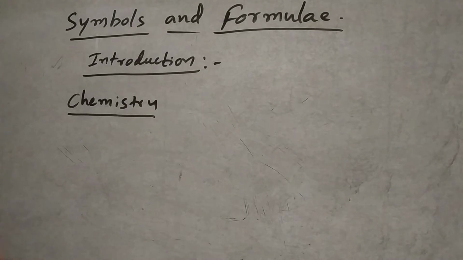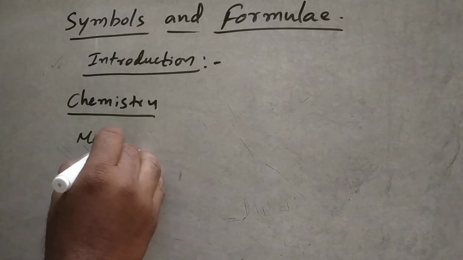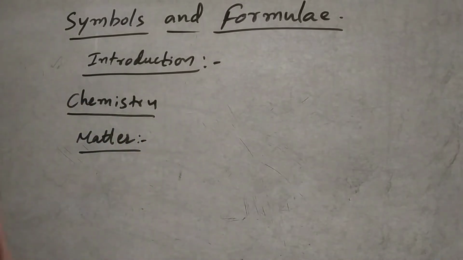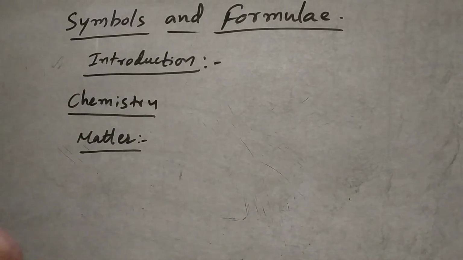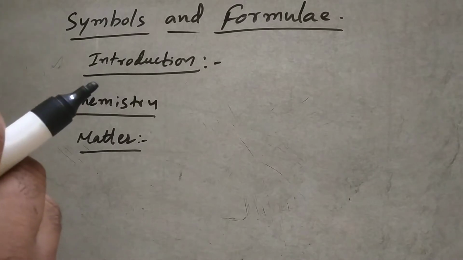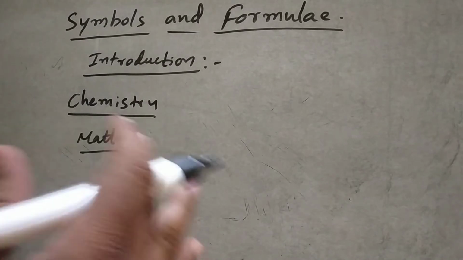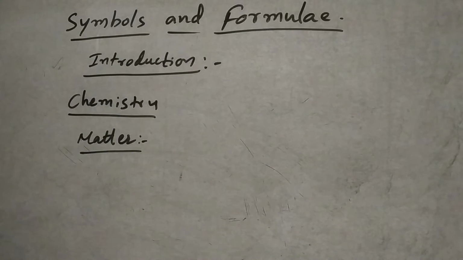Next, substances are made up of matter. So here you take a chemical substance. A chemical substance is a kind of matter that cannot be separated into other kinds by physical process.